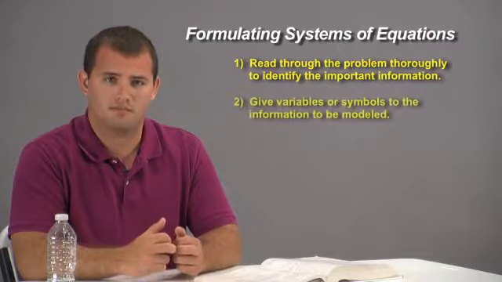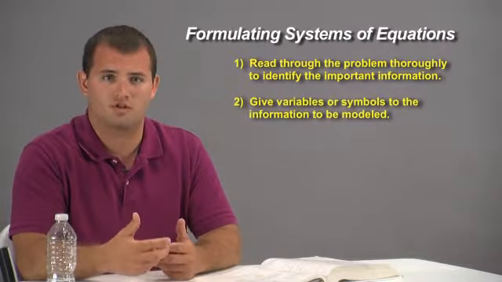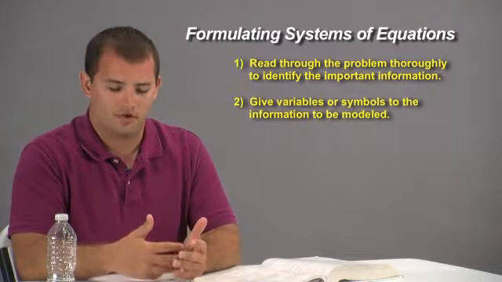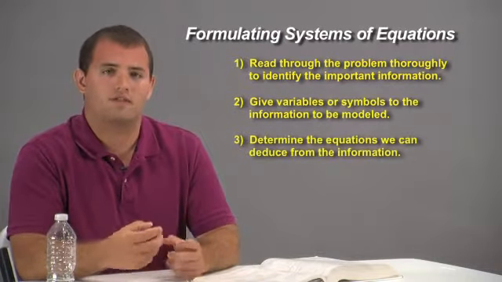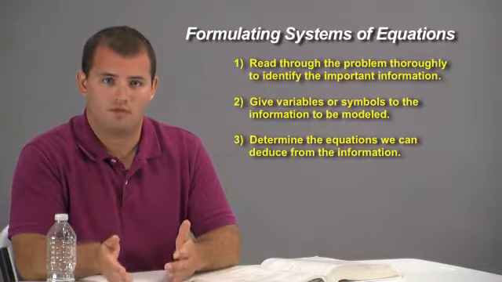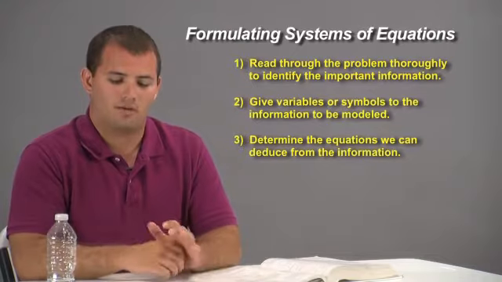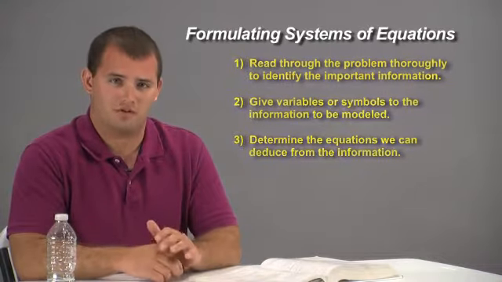The second step is to give variables or symbols to the information we're going to be modeling. And third is to use the information that we have found in the word problem and use the variables to make the mathematical equations. Now, let's work through a couple of examples to get a better idea of how to do this.